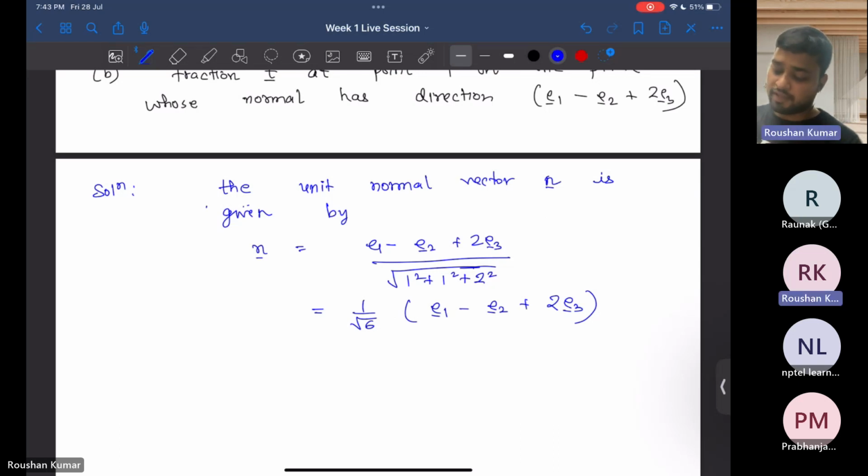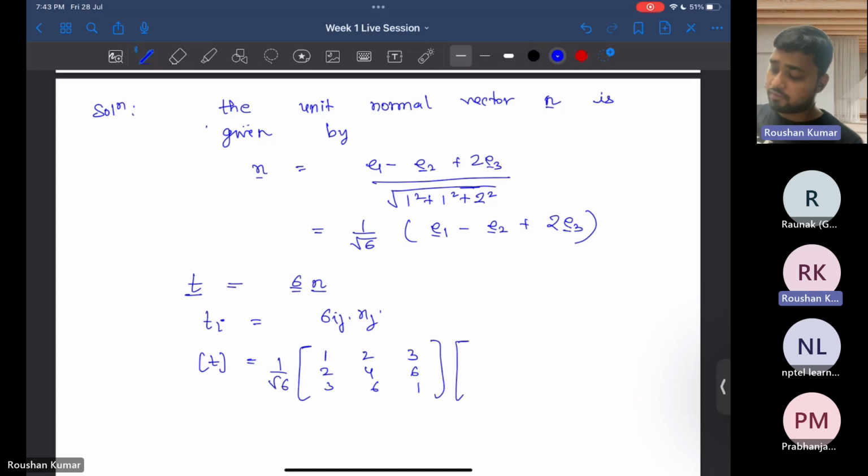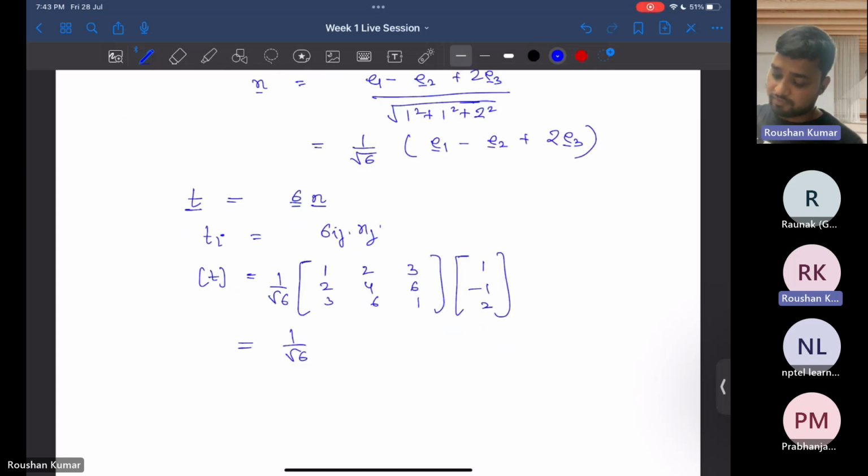Now we have to find the traction vector at that point, that is point P, which is given by T is equal to sigma into n. And in component form we can write it as Ti is equal to sigma ij nj. In matrix form, sigma ij is known here. So what is this? 1 by 2, 1, 2, 3, 2, 4, 6 and 3, 6, 1. And nj we have calculated above. So 1 by root 6 into 1, minus 1 and 2. So it will give us 1 by root 6 times 5, 10, minus 1.